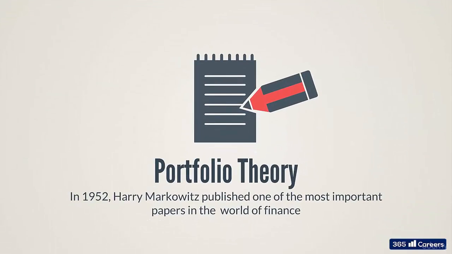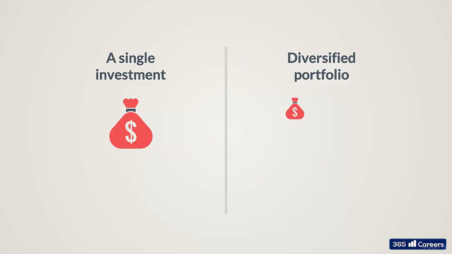In 1952, Harry Markowitz published a paper, which was one of the most powerful academic breakthroughs we've seen in the world of finance. His work changed the way financiers look at their portfolios and formalized an intuition previously suggested by some practitioners. Investors shouldn't put all of their eggs in one basket.